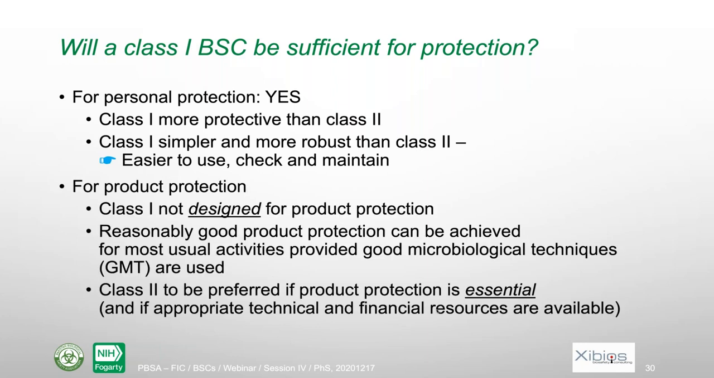If we look for product protection, then class 1 is not designed for product protection. It has not been designed, not made for that purpose. Still, we can have a really reasonably good product protection using the normal good microbiological techniques that would be used, for instance, in another cabinet or on the bench. Still, if product protection is really essential, so if you have samples that are unique and cannot be duplicated, or if you lose a sample, you will lose weeks or months of work, in that case, a class 2 biosafety cabinet should be preferred.